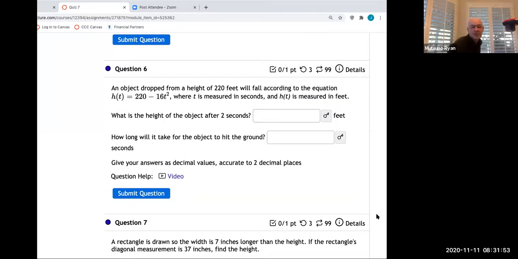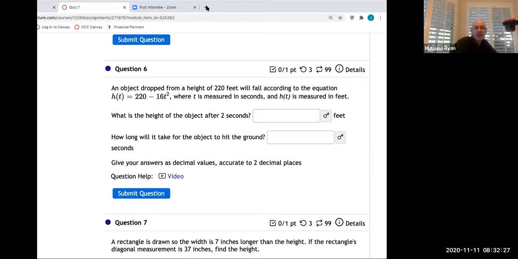So we have an object dropped from a height of 220 feet will fall according to the equation h of t equals 220, that's the height, minus 16t squared. The minus 16 is because it's negative going down. And the 16 is half of the acceleration of gravity in feet per second squared, which is 32.2, I think, feet per second accelerating downward towards the Earth. And the formula requires half of that. There's a calculus reason for that. And we want to know what is the height after 2 seconds.